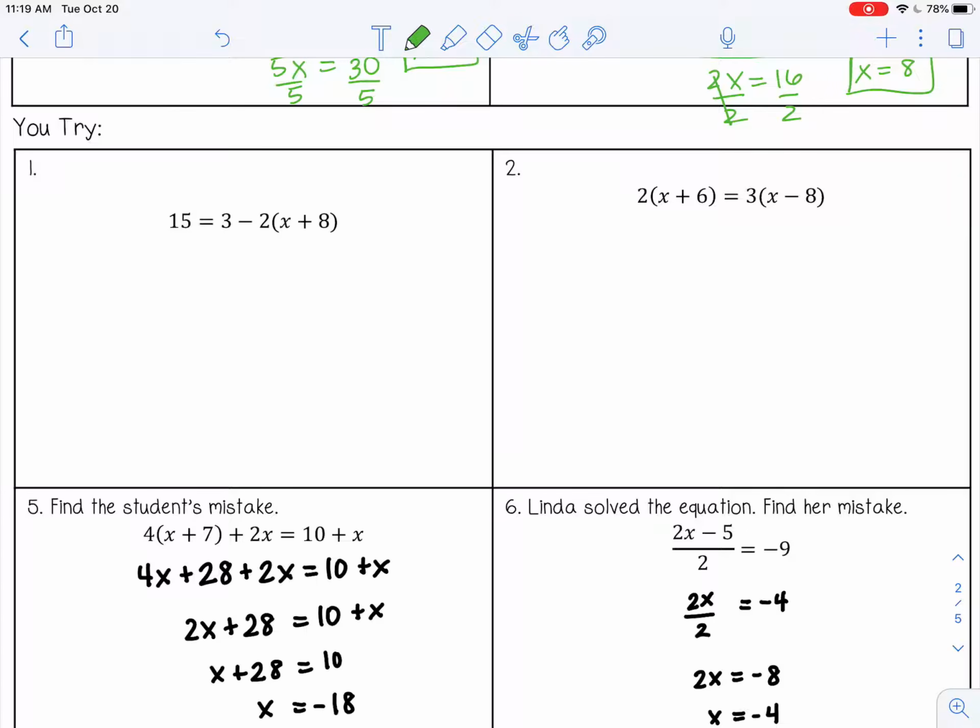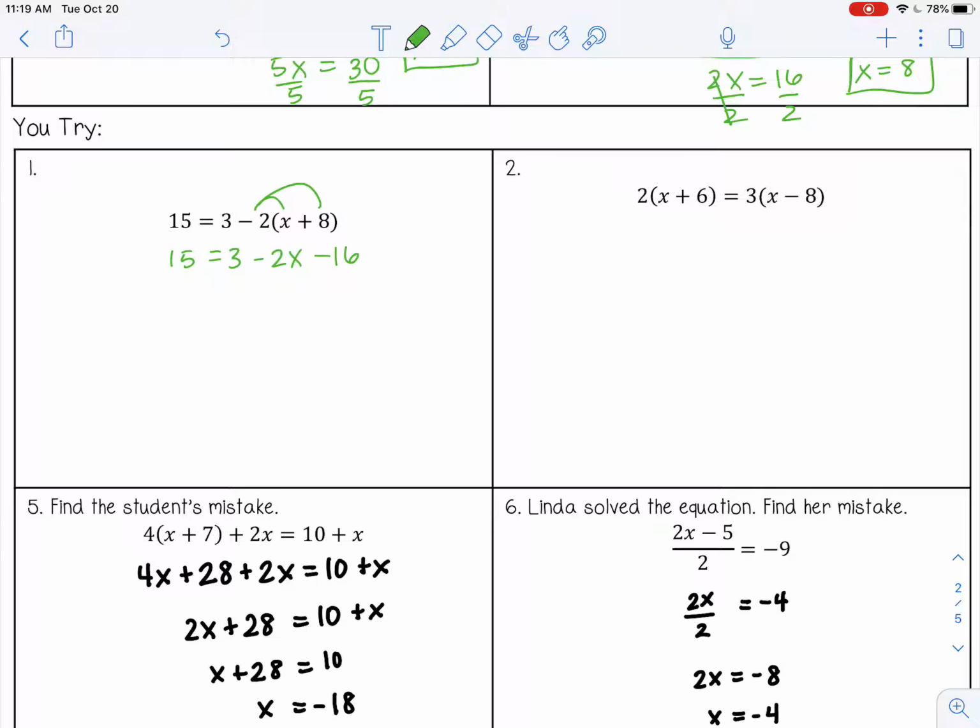Okay, let's see how we did. So on number 1, we're going to distribute. Now we're actually going to keep that negative with the 2. Remember, the sign that's in front of the term stays with the term, so we're distributing a negative 2. So negative 2 times x is negative 2x. Negative 2 times 8 is negative 16.